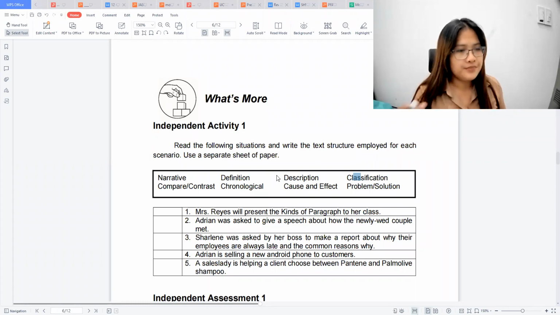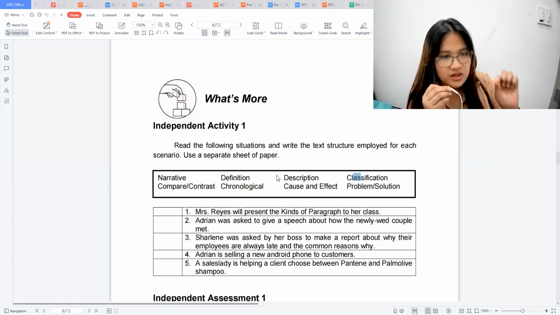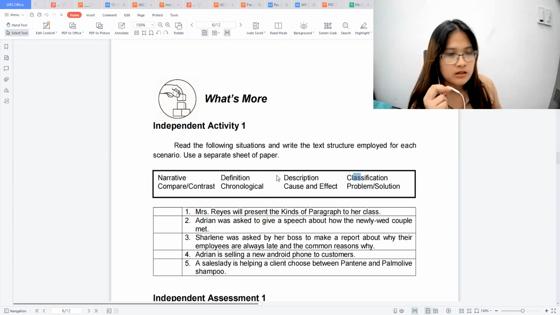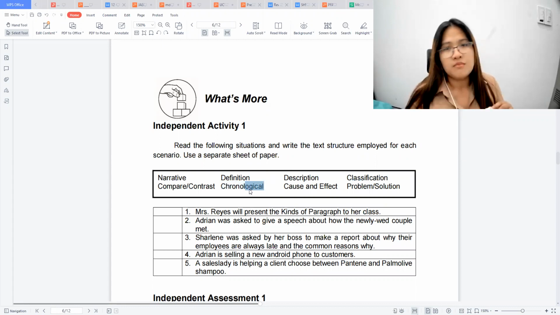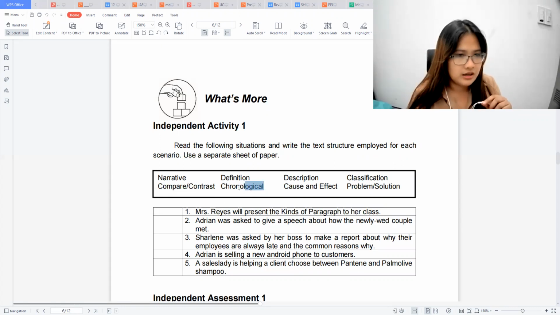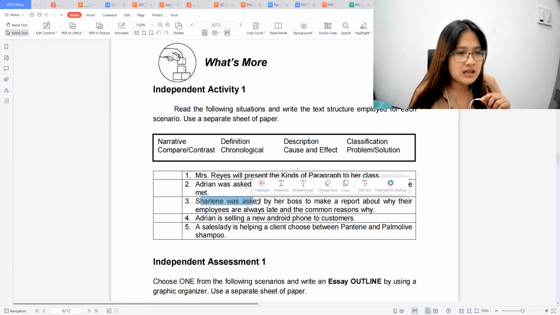For the next item, again, Adrian was asked to give a speech. So what is the speech all about? How the newlywed couple met. So, paano sila nagkakilala? So definitely, among these, chronological. You would start with paano, from being strangers, tapos na naging friends. It's possible. Okay, kasi how they met, chronological. Okay? Pero kapag tinanong how the relationship is, iba na nun. Description na nun siya.